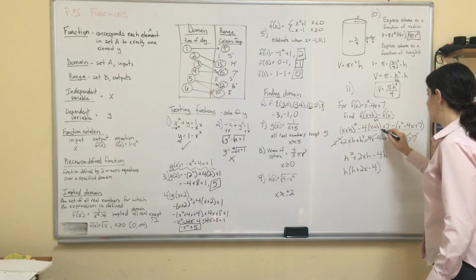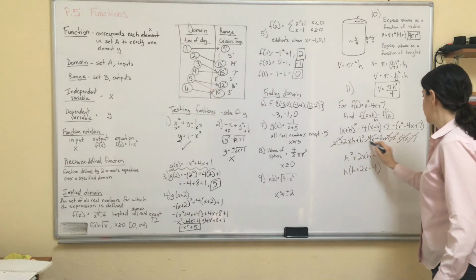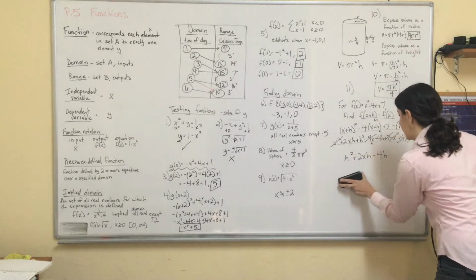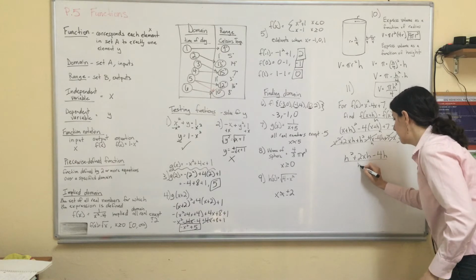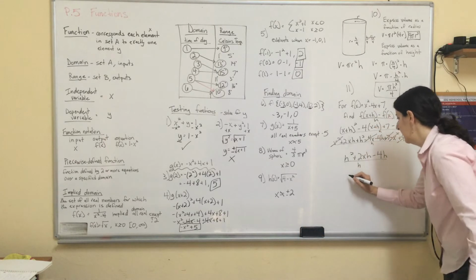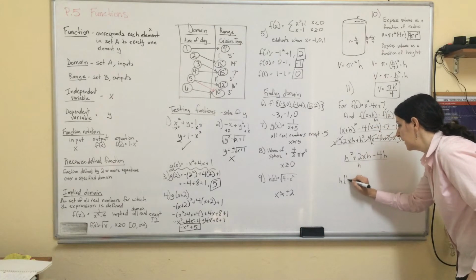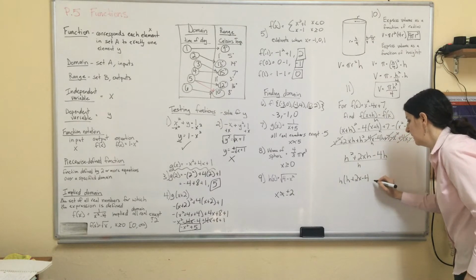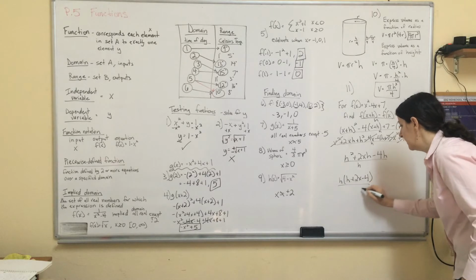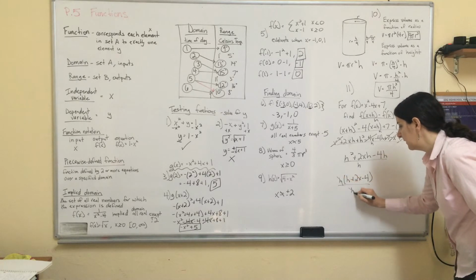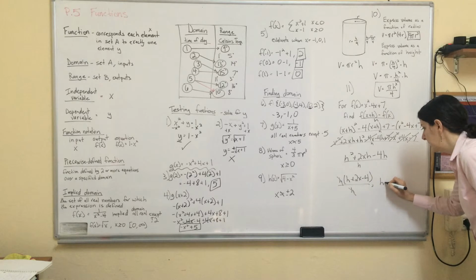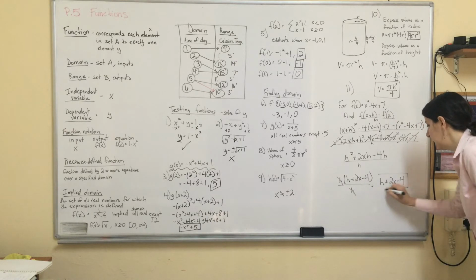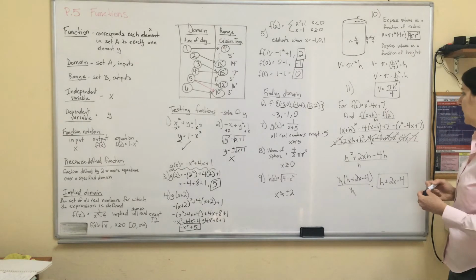That doesn't really affect anything until now. This is all over h. So that means when I take out my h, we're going to have h plus 2x minus 4 over h. And you can see these can cancel now. And so my answer is going to be h plus 2x minus 4. So that's going to be my whole answer.